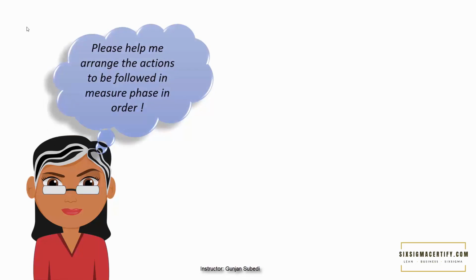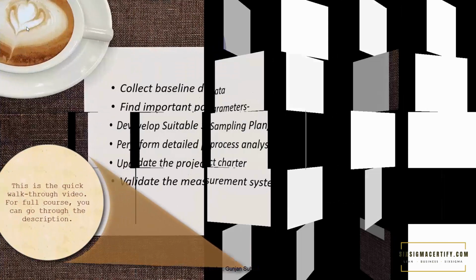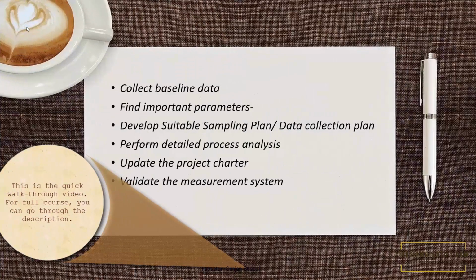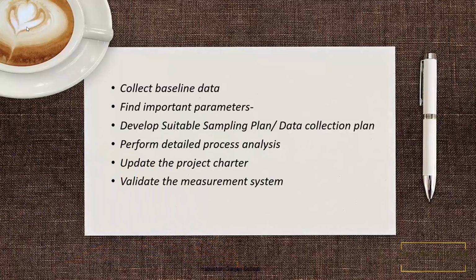Can you help the lady to arrange the action or steps to be followed in the measure phase? The steps are written here. The first step is written as collection of the baseline data, then finding important parameters, developing suitable sampling plan or data collection plan, performing detailed process analysis, updating the project charter, and validating the measurement system.